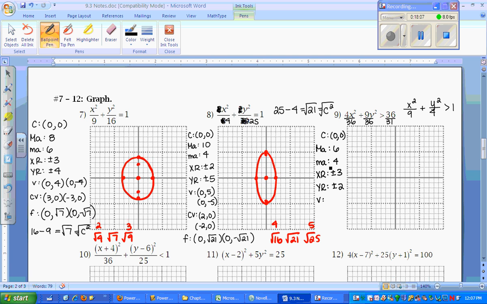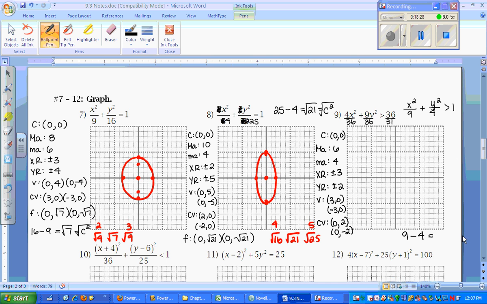Vertices come from the bigger number, so from the center, I'm going to go to the left and to the right 3 spaces, so (3, 0) and (-3, 0). Co-vertices come from the smaller number. The y radius is the smaller one, so (0, 2) and (0, -2).